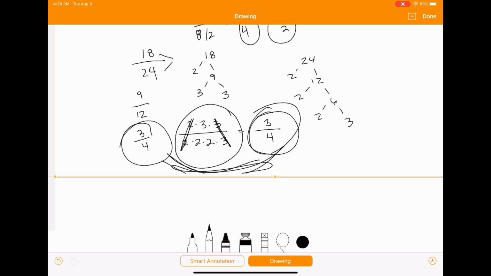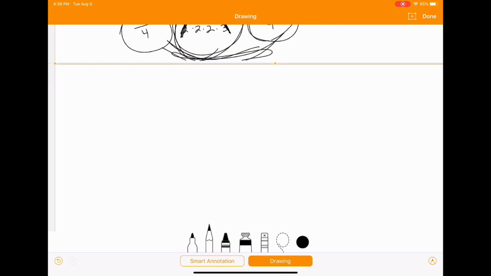I like this way better, just because it's more straightforward, just cancel things out than just to stare at something and try to figure out a common factor that they can both be divided by. So that's really all you need to know as far as fractions go. Pretty straightforward.